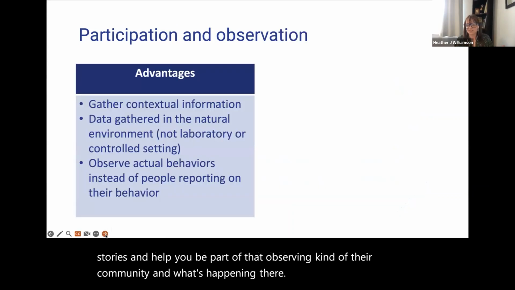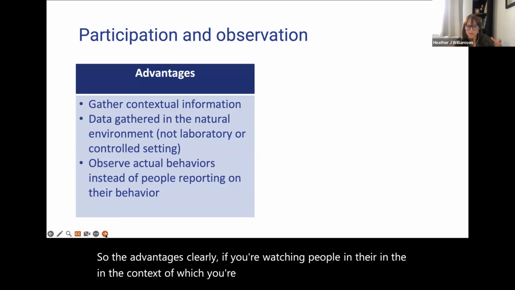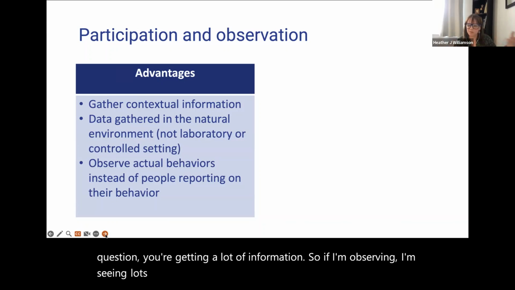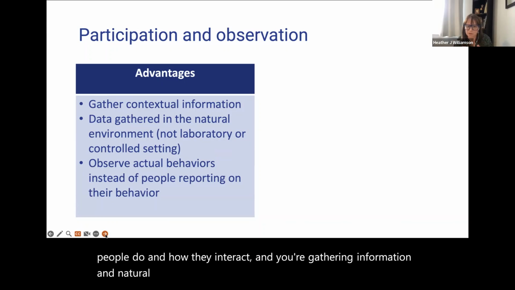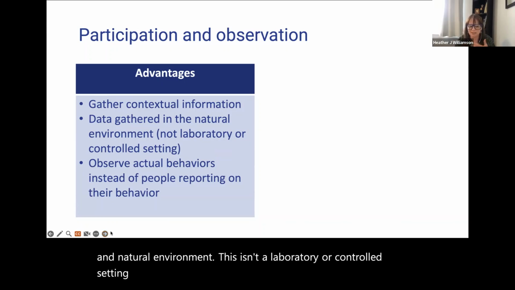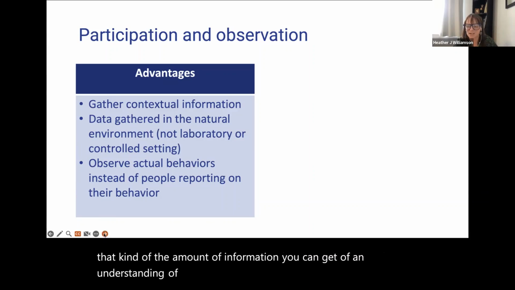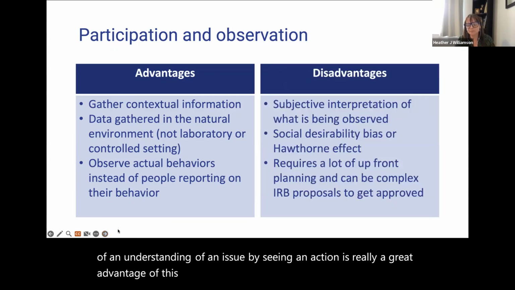So the advantages, clearly, if you're watching people in the context of which you're trying to answer a research question, you're getting a lot of information. So if I'm observing, I'm seeing lots of verbal, nonverbal cues and different things that people do and how they interact. And you're gathering the information in a natural environment. This isn't a laboratory or controlled setting. And so the amount of information you can get, an understanding of an issue by seeing it in action, is really a great advantage of this method.